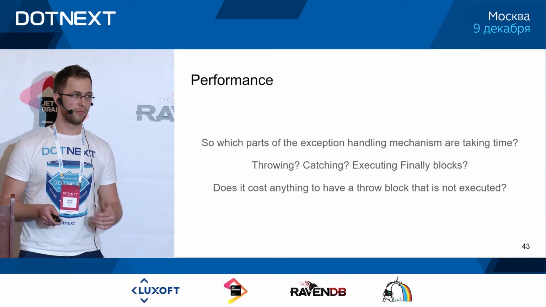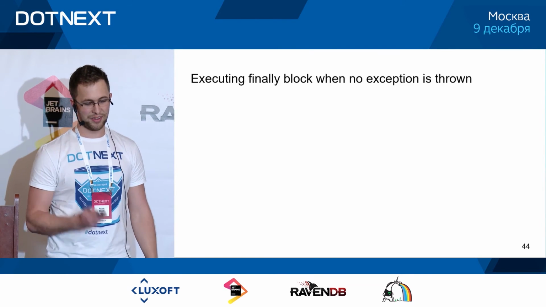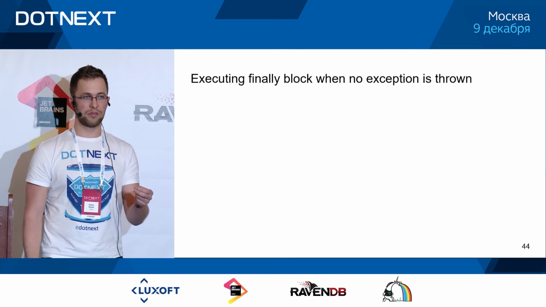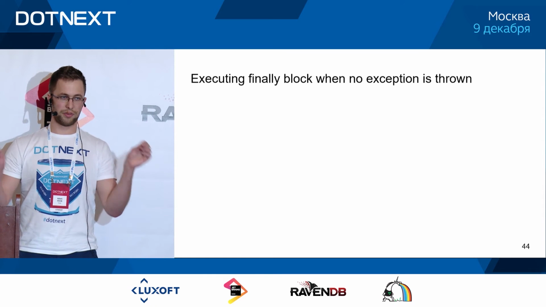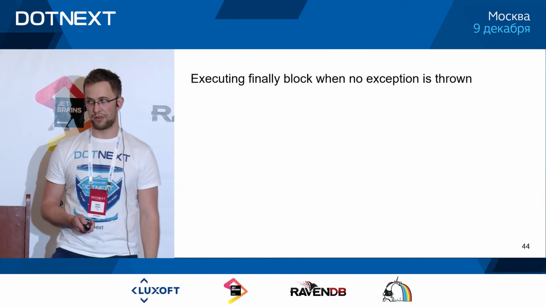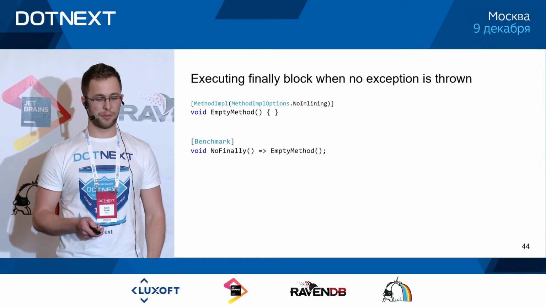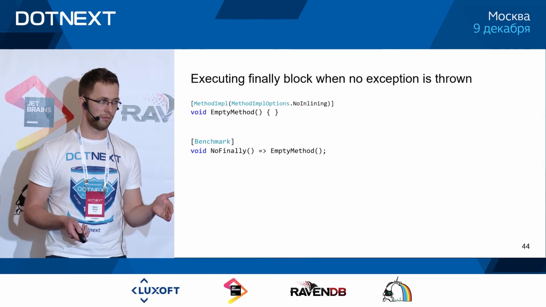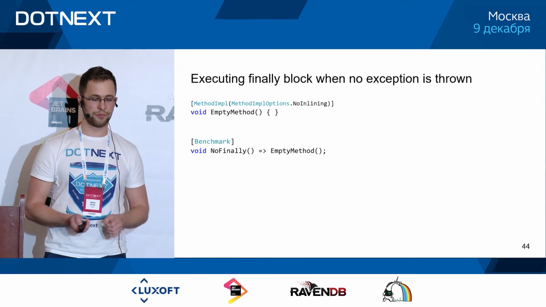And now, the most interesting part, performance, of course. So, how much does it cost to have just an extra finally block? No exception is being thrown. So let's measure that. We have an empty method that cannot be inlined, and a benchmark that calls this method. So this is the cost of just invoking a method.